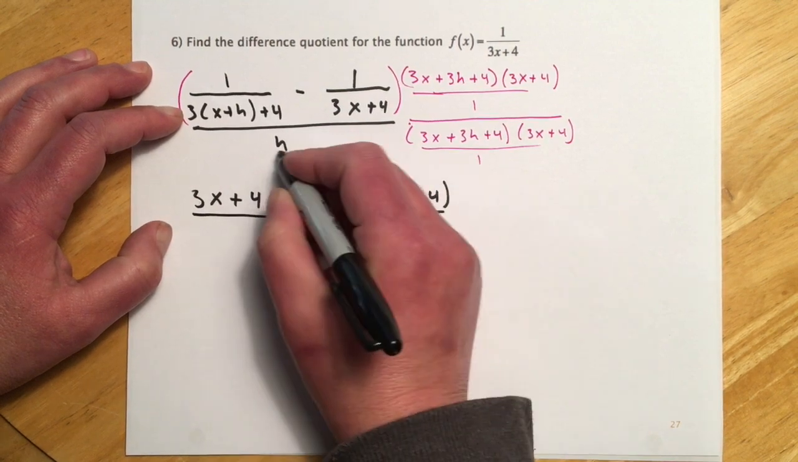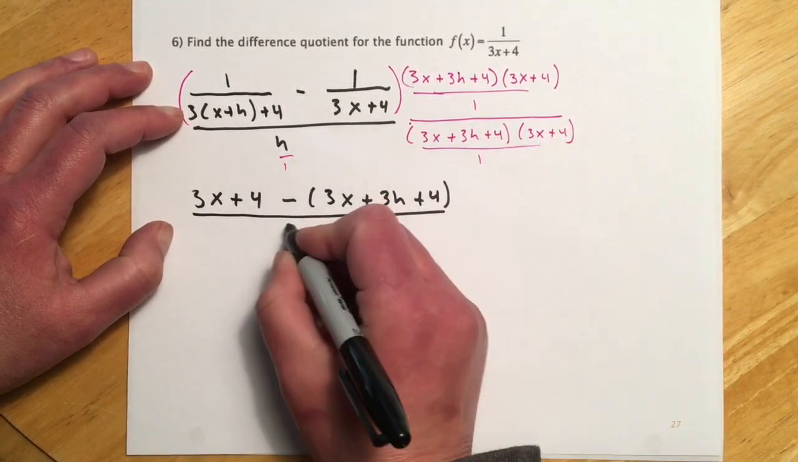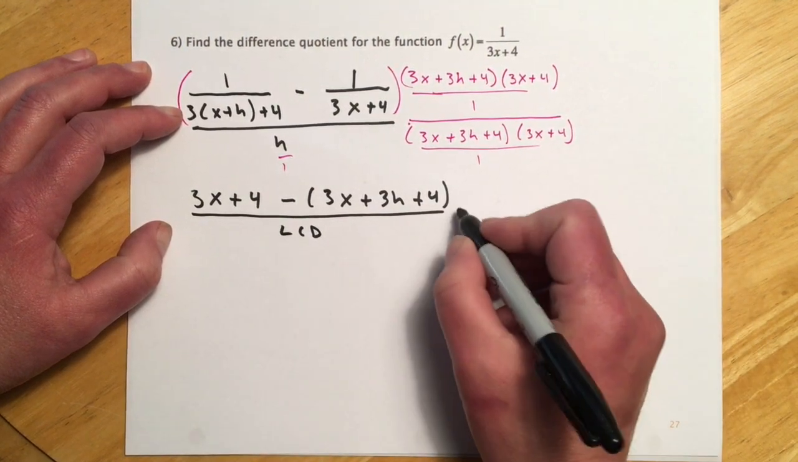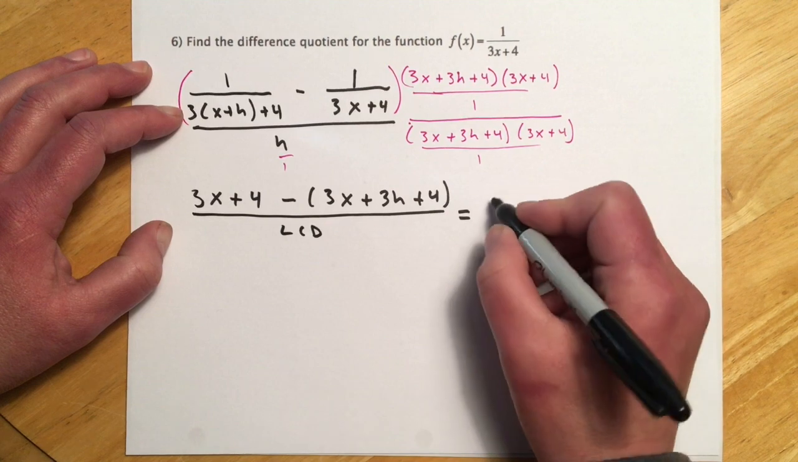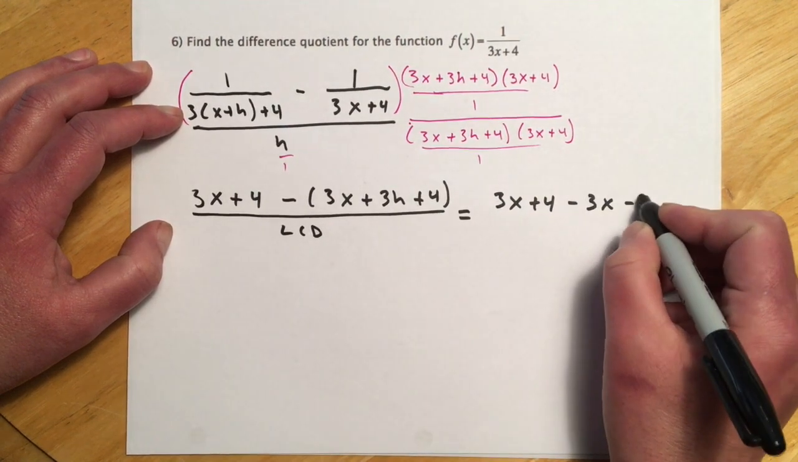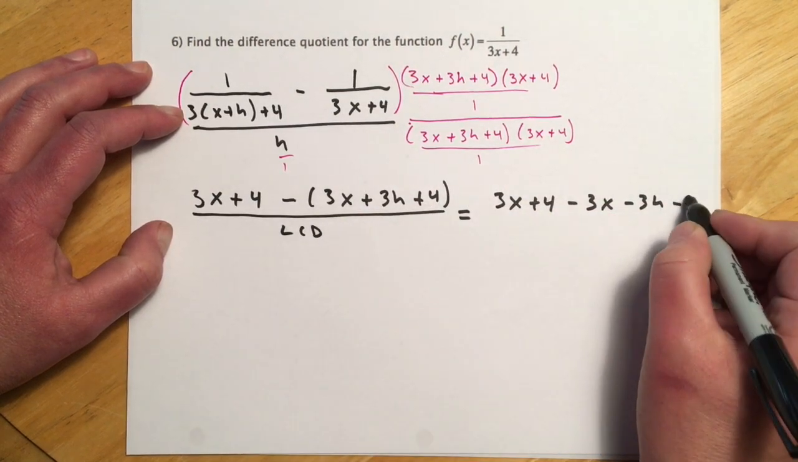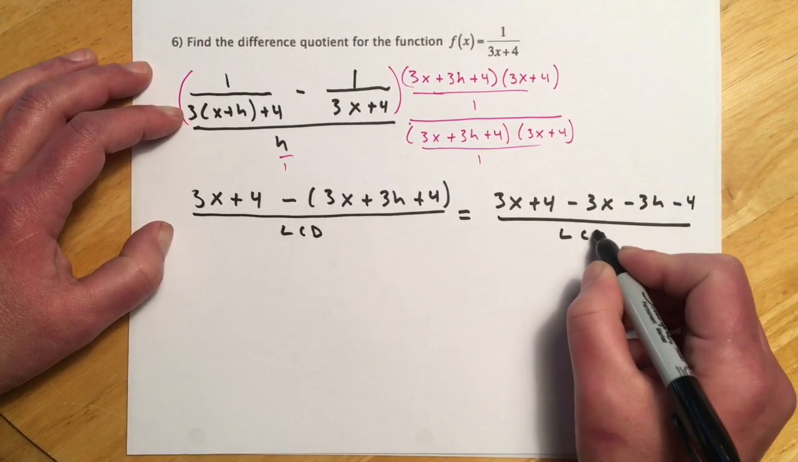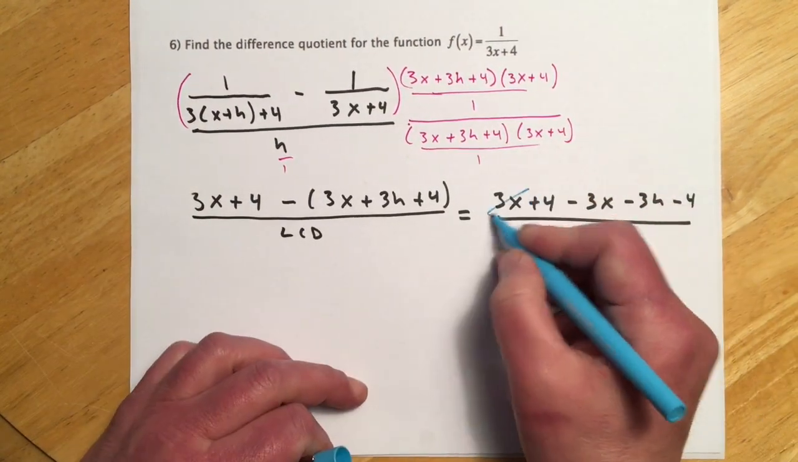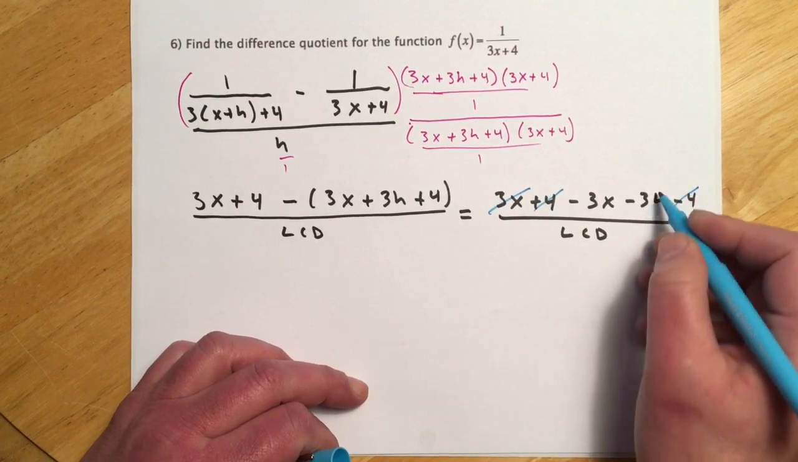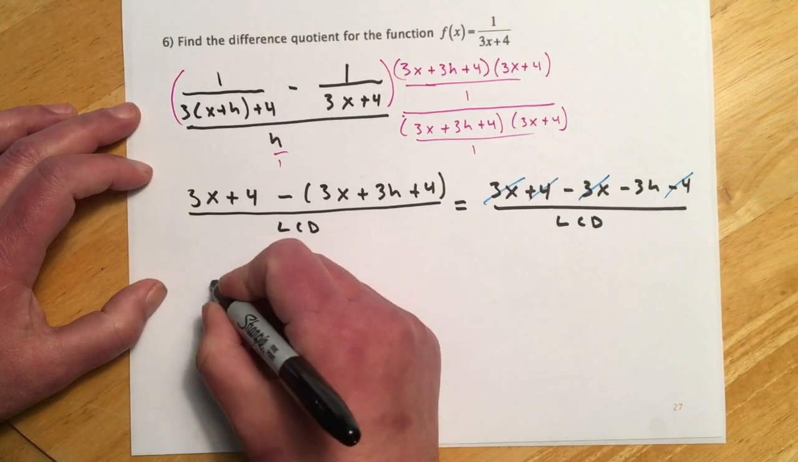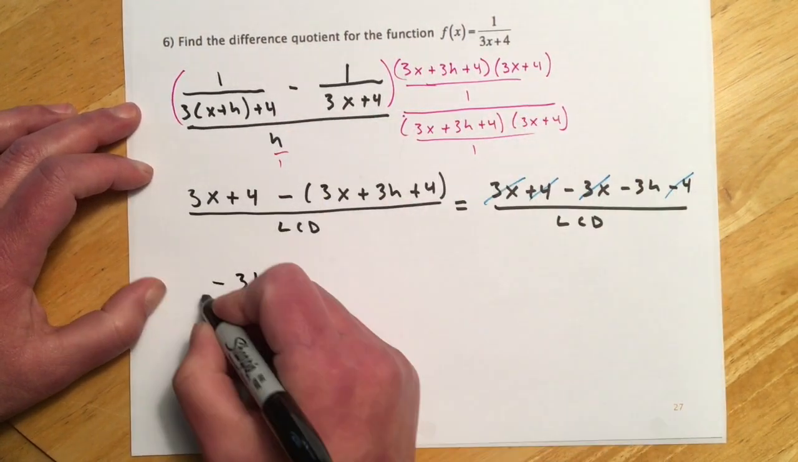And that's all going to be over, for this stuff, I'm just going to write LCD for right now, but it's h times that. It's just a pain to write it over and over. Let me distribute the negative through. And then let's see, if we cancel, we're going to get rid of the x's and the 4's. And so we're just left with the negative 3h up top. And then I'll bring this back now.